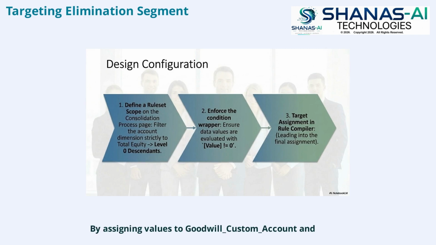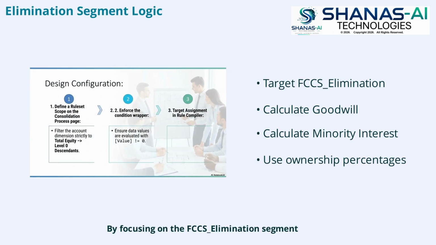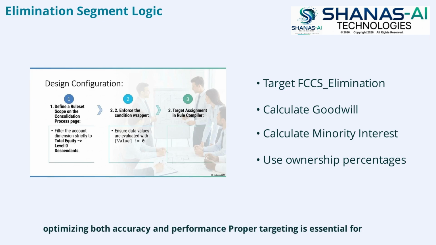By assigning values to goodwill custom account and minority interest custom based on ownership and minority percentages, you ensure precise equity tracking. This targeted approach maintains both compliance and system efficiency. By focusing on the FCCS elimination segment, the rule calculates goodwill and minority interest using ownership and minority percentages. This ensures that only relevant data intersections are processed, optimizing both accuracy and performance.